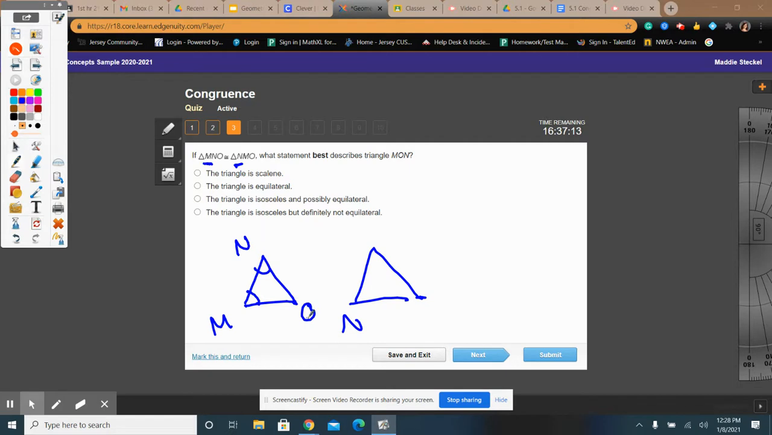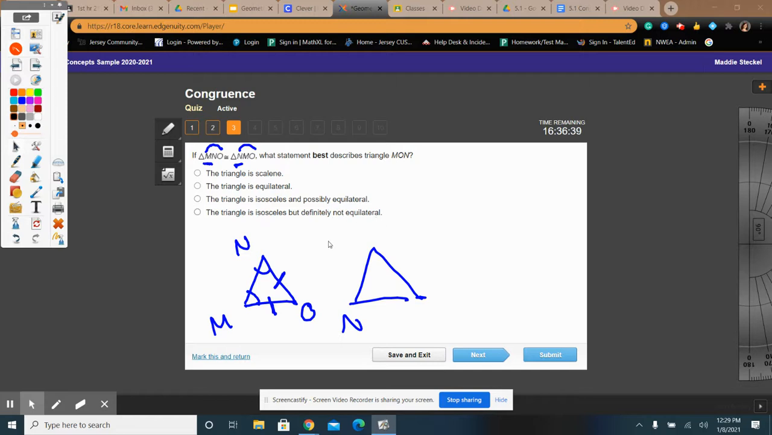But what about the sides? MN is a side. It will match with NM, so that side will be equal. NO and NO. MO. Oh, look here, guys. MO will match with NO. Well, if MO matches with NO, you're going to have two sides that are equal. And if two sides are equal on a triangle, we do not call it equilateral. We call it isosceles. So the triangle is isosceles.